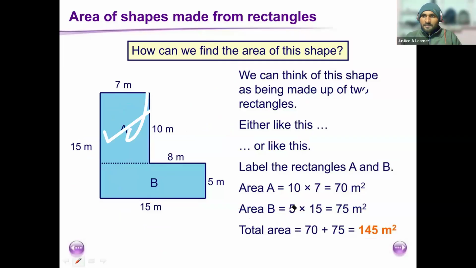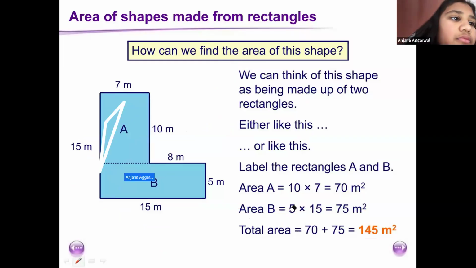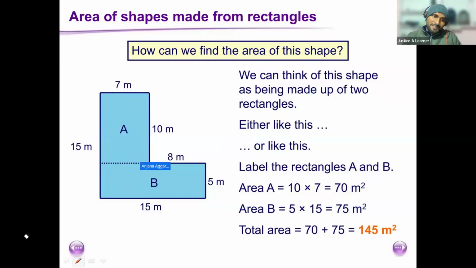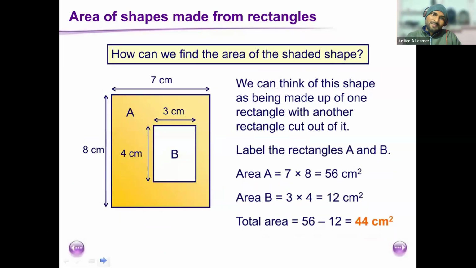Wonderful. I hope you understood the approach. Now, your question was how would you solve questions like this? If it comes along with a triangle or something, that would also be solved. Here, we can think of this shape as being made up of one rectangle with another rectangle cut out of it.